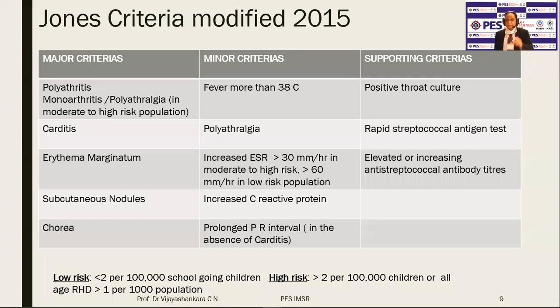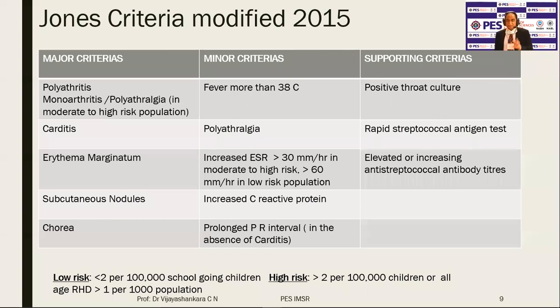Supporting criteria is to see the evidence for the preceding streptococcal infection, group A beta hemolytic streptococcal infection. Definitive evidence is a positive throat culture. But by the time the child presents with the acute rheumatic fever manifestations, the throat culture may not be positive. The organism would have disappeared from the throat. So then you will have to look for other indirect evidences.